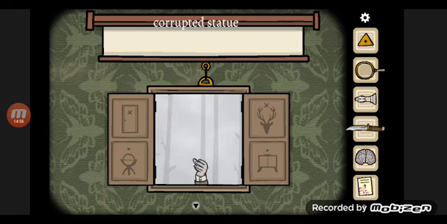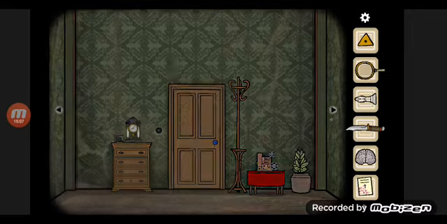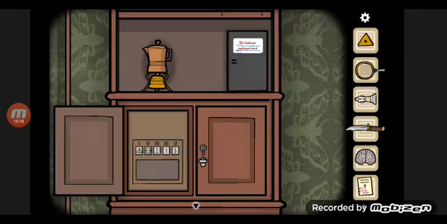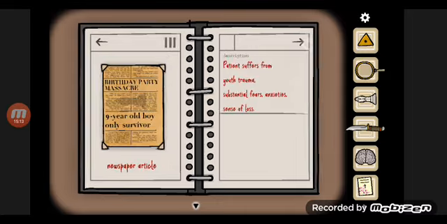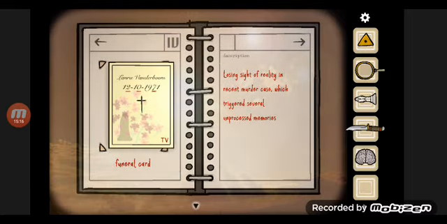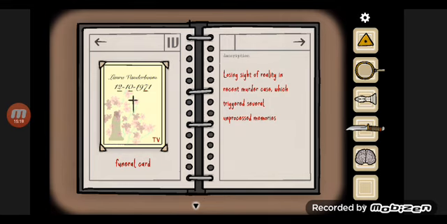Here we are going to take the corrupted statue. Now let's add the funeral card in the folder with the psychological report. Now all the documents have been collected in the psychological report folder. Now let's pay attention to the inscription in the lower right corner of the funeral card.